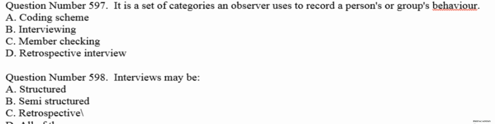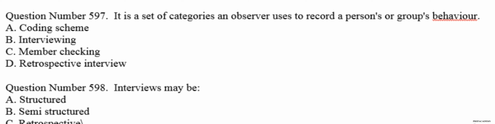Question number 597. It is a set of categories an observer uses to record a person's or group's behavior. A. Coding scheme. B. Interviewing. C. Member checking. D. Retrospective interview. The correct answer is option A, coding scheme.